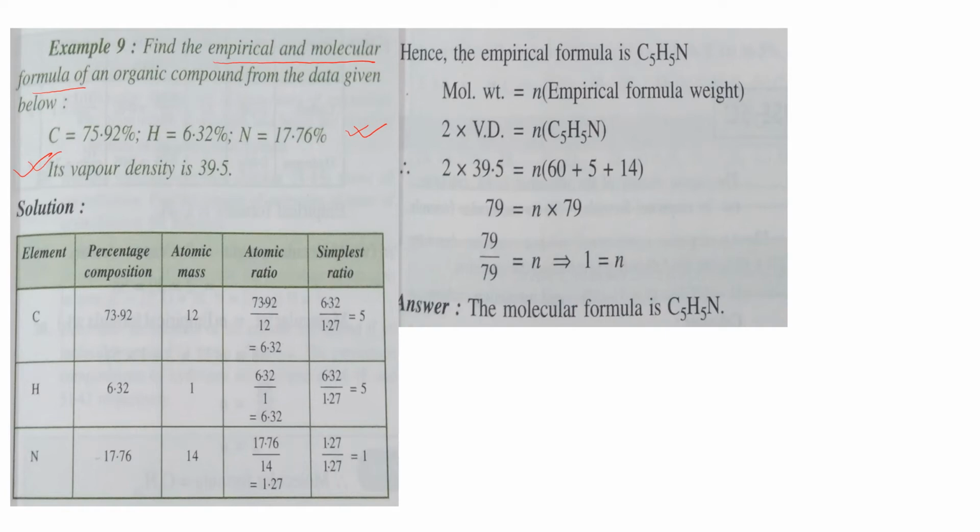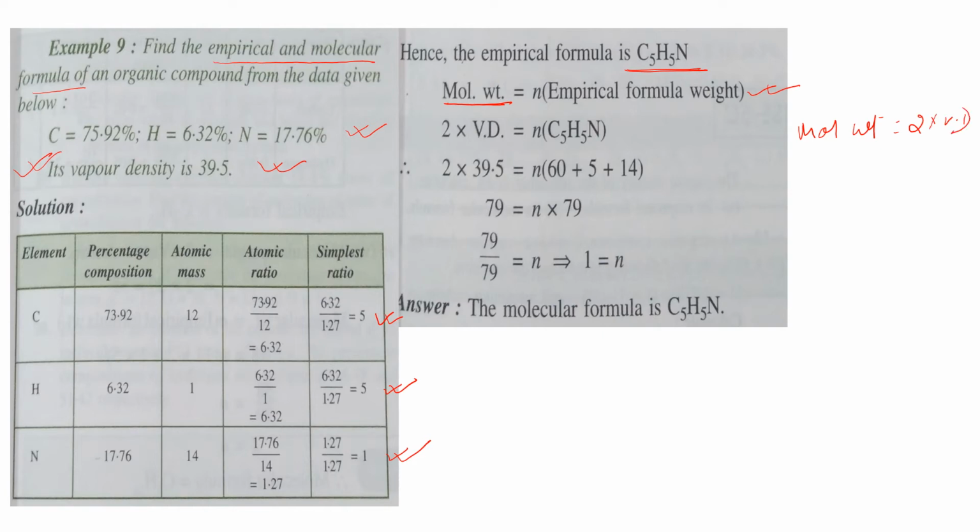So you are getting carbon as 5, hydrogen as 5 and nitrogen as 1. So from there the empirical formula you are getting is C5H5N. Now after getting the empirical formula, you know that molecular weight is equal to n into empirical formula weight. Now you don't know the molecular weight because it is not given here. In the previous question the molecular weight was given, but here vapor density is given.